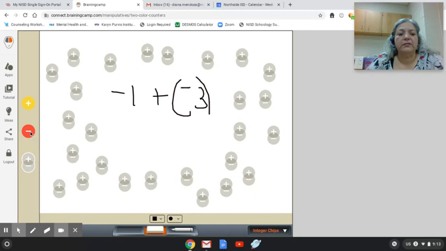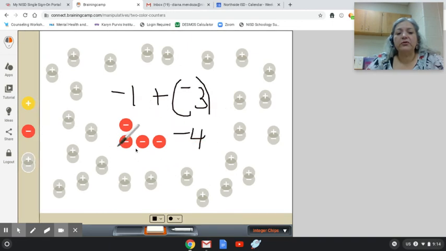So again, I'm going to get my negatives, -1, and then I have -3. And so here we don't have 0 pairs. So I can't circle anything because there's no positive and a negative. So make sure that it's only when it has a positive and a negative. So there's no 0 pairs. So my value is going to be -4.